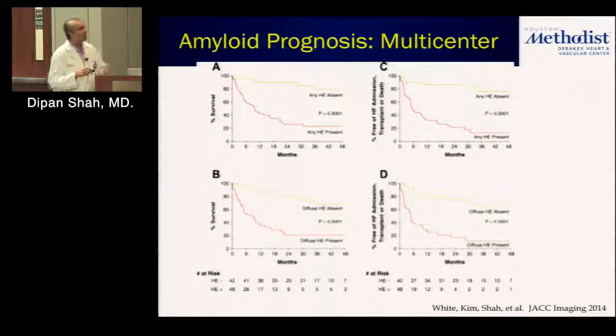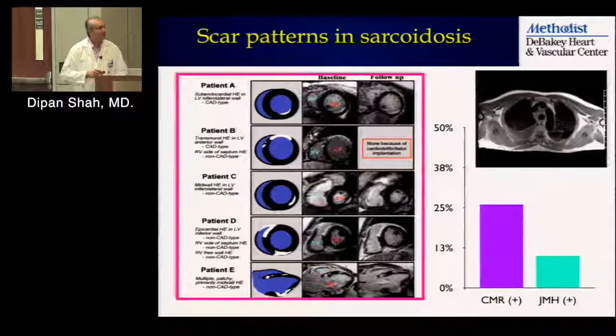And that was a single center study. We recently published on a multi-center experience, 3 different sites, again showing the same relationship, which is that if you have hyperenhancement, prognosis is much worse than if you don't have hyperenhancement. And if you have diffuse hyperenhancement, that's kind of the classic finding that you see with amyloid heart disease.